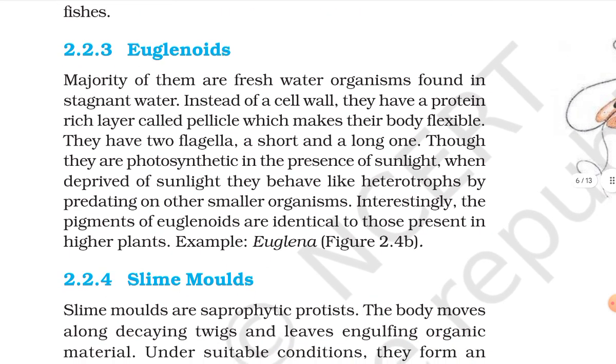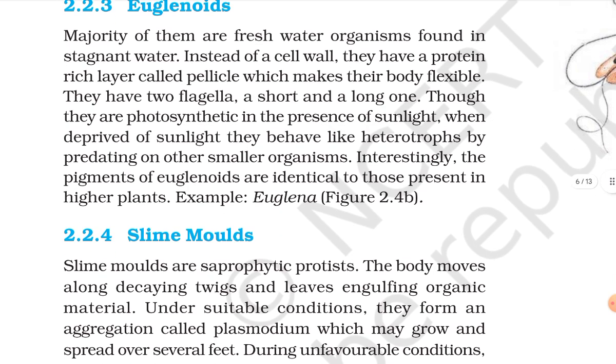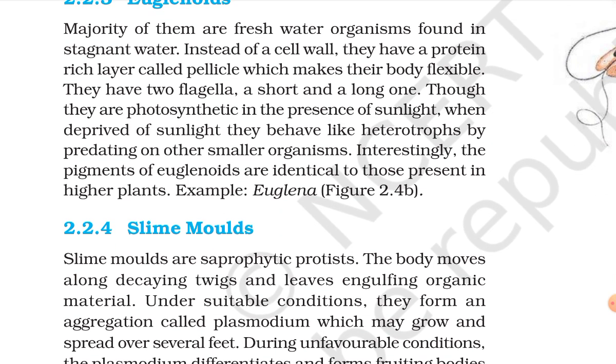Euglenoids. The majority of them are freshwater organisms found in stagnant water. Instead of a cell wall, they have a protein-rich layer called pellicle, which makes their body flexible. They have two flagella, a short and a long one. Though they are photosynthetic in the presence of sunlight, when deprived of sunlight, they behave like heterotrophs by predating on other smaller organisms.